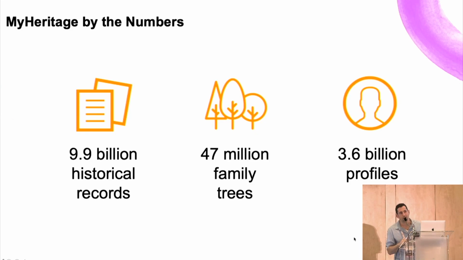So this is what we did. The problem with working for MyHeritage is that the numbers update every day. So this is accurate for last week. Now it's even higher, as was mentioned earlier today. So we have about 10 billion historical records. We have about 47 million family trees with 3.6 billion profiles.